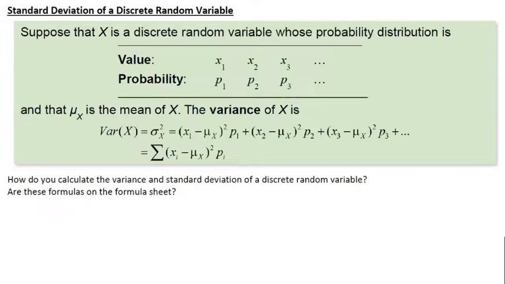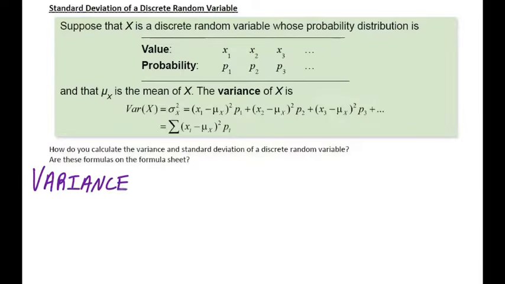So now let's talk about the standard deviation of a discrete random variable. And this outline sort of looks like the table we looked at yesterday, right? On top we have the outcomes, and then on bottom we have the probabilities for each one. And then we start by finding the variance of a discrete random variable. And this formula is actually on the formula sheet too. So how do you calculate the variance and standard deviation of a discrete random variable? Okay, let's start with the variance. And it is important to point out this is for a discrete random variable. We'll look at a different kind of random variable in just a minute.